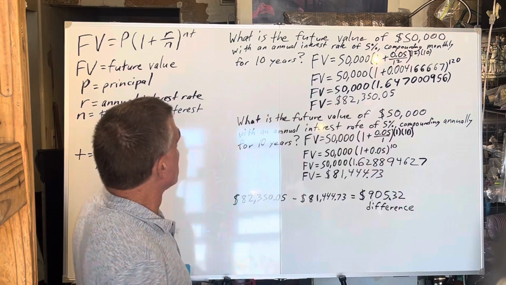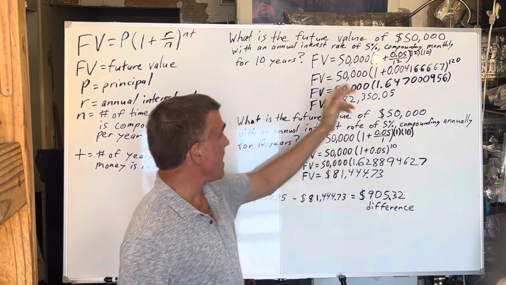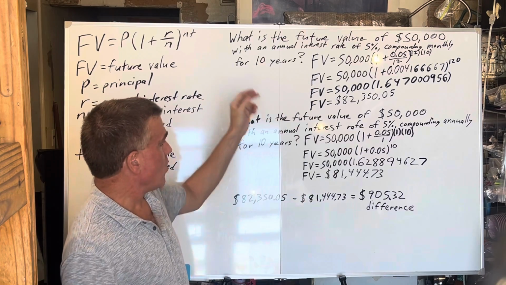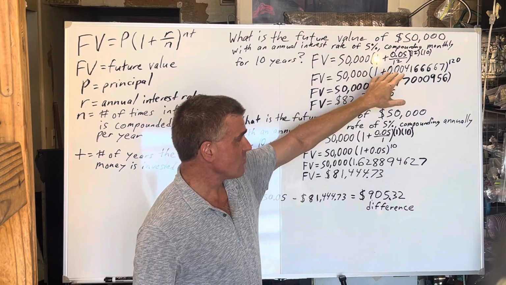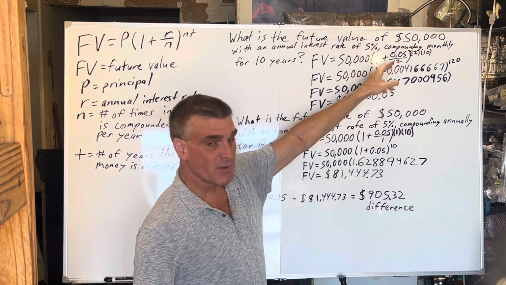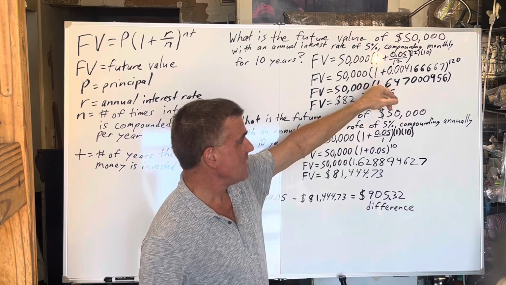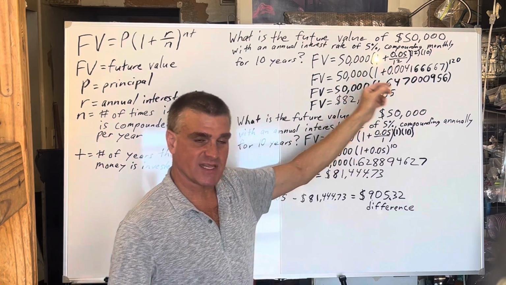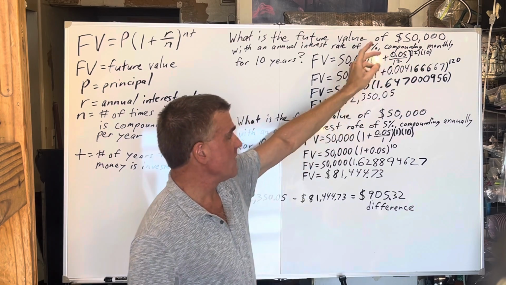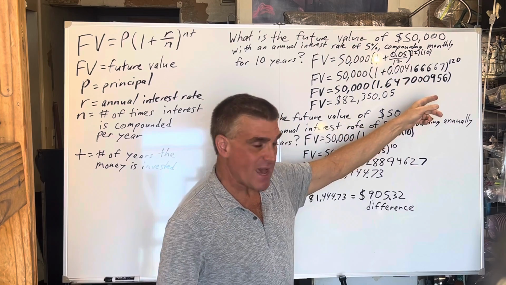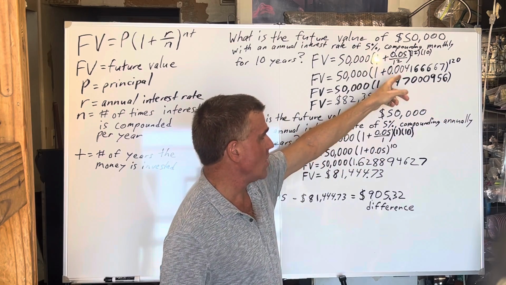money is invested. So what is the future value of $50,000 with an annual interest rate of 5% compounding monthly for 10 years? Well, that would be the future value equals $50,000, the amount invested, times, in parentheses, 1 plus the nominal interest rate, which is 5%, so it would be expressed as 0.05, divided by 12, which is the number of times the interest is compounded per year. Close parentheses, and that's to the exponent of the number of times the interest is compounded yearly, times the number of years that the investment will last. So it's 12 times 10.